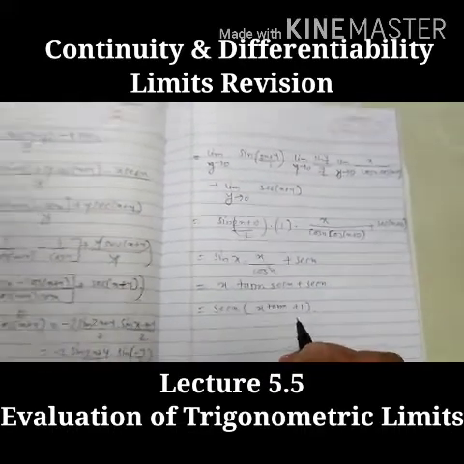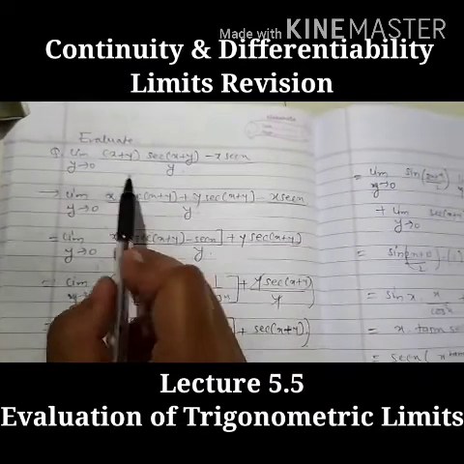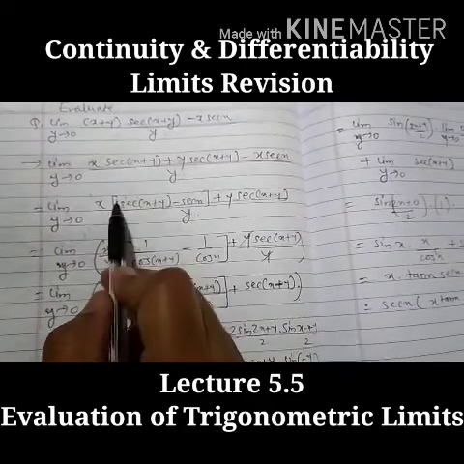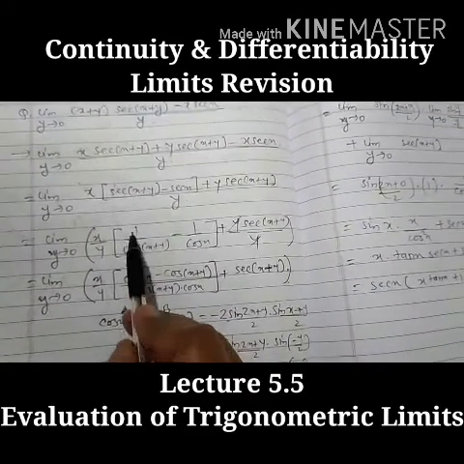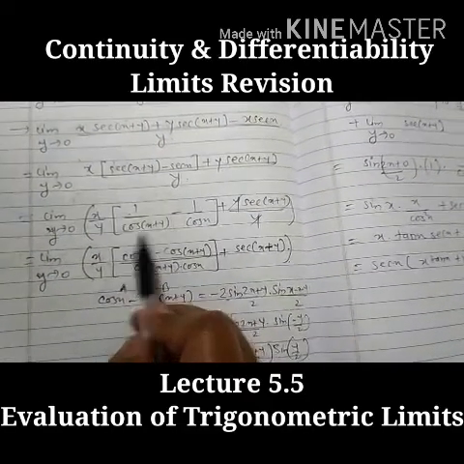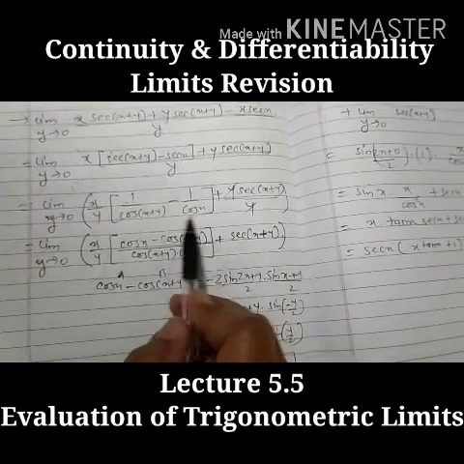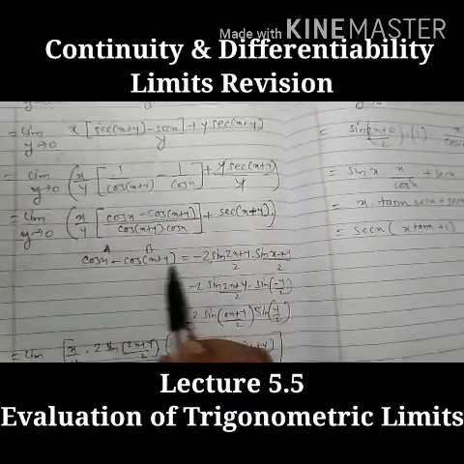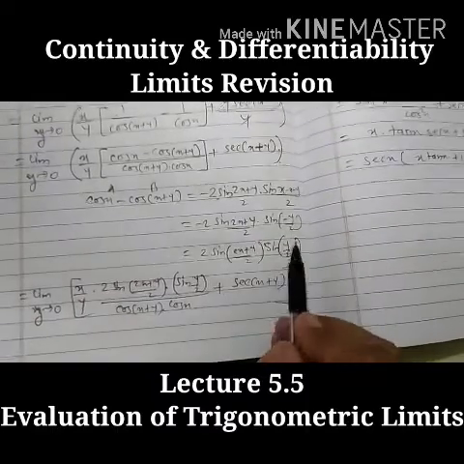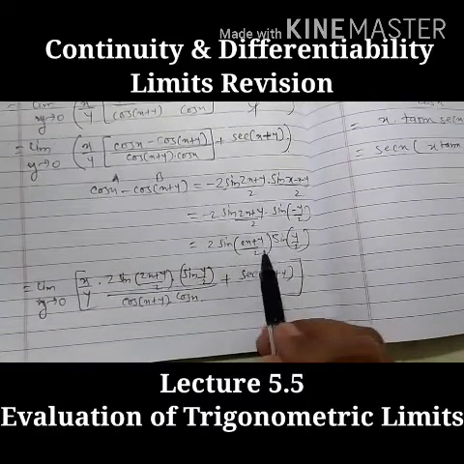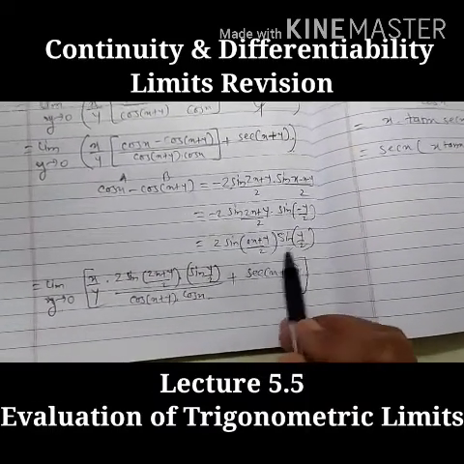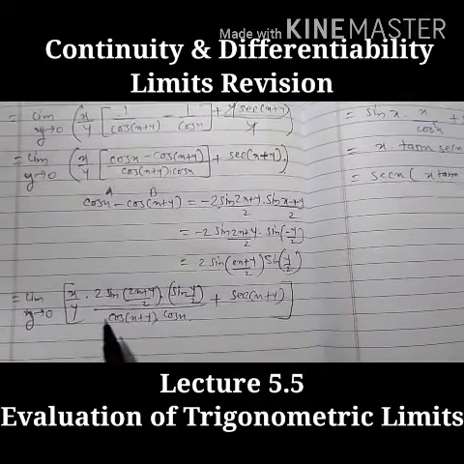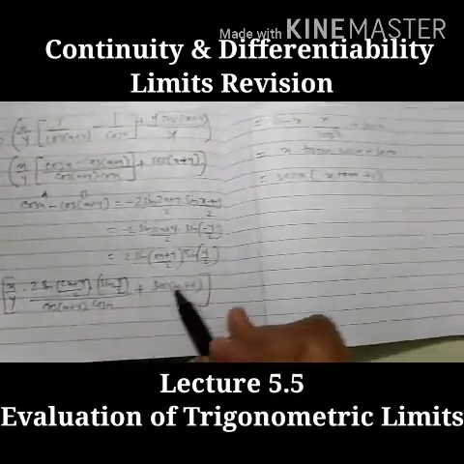Understood what we have done in this question? First we multiplied with this (x plus y) to get sec of (x plus y). Then we converted this sec into 1 upon cos. Then we took the LCM and cross multiplied. Then we used the cos A minus cos B form here. Then we substituted the value of 2 sin A sin B, where the A angle is (2x plus y) upon 2 and the B angle is y by 2. After this we applied the limit to each term.